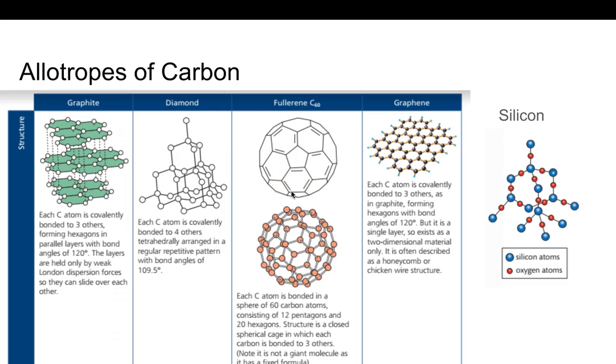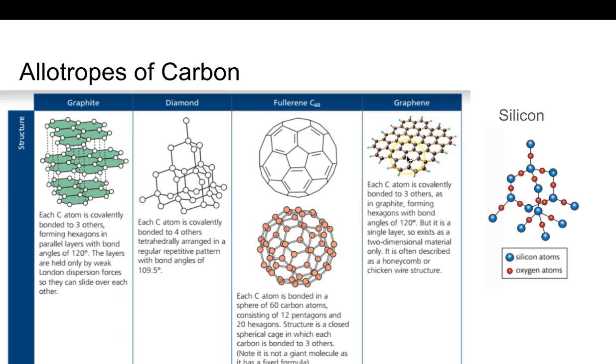This is a Buckminster fullerene. It is not a giant molecular structure, and we'll talk about that more in a sec, because it has a finite number of carbons. So the finite number is 60 carbons, and it comes together in these kind of hexagon and pentagon shapes to form this kind of ball-shaped structure.